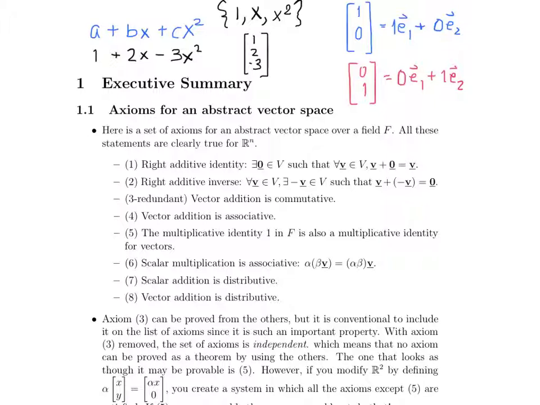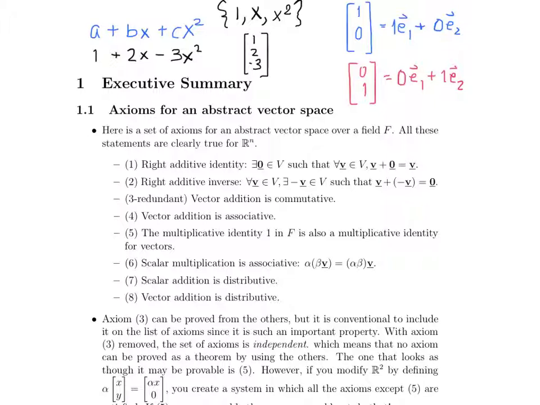We're going to go through some examples in lecture that are really quite astonishing with what you're able to do once you start describing spaces this way and using vectors to describe elements of those spaces. Let's take a look at the axioms for an abstract vector space.